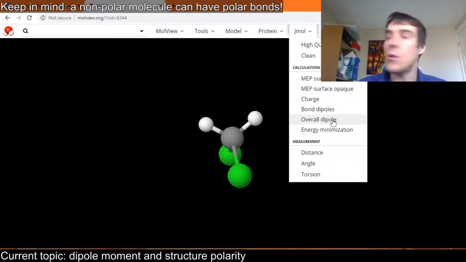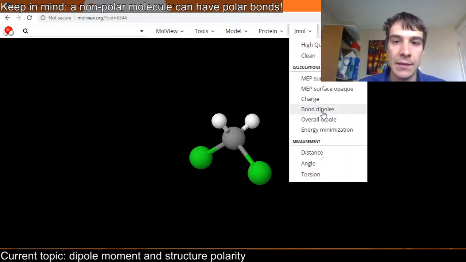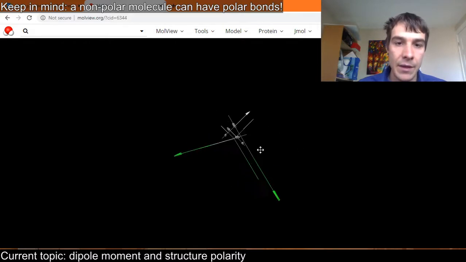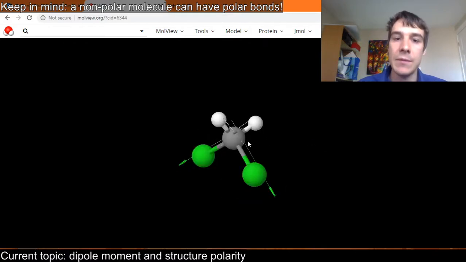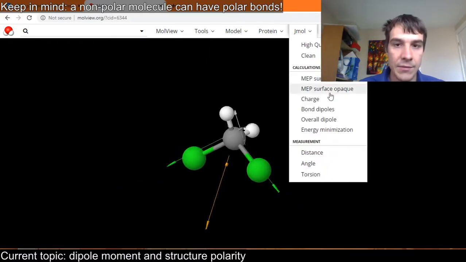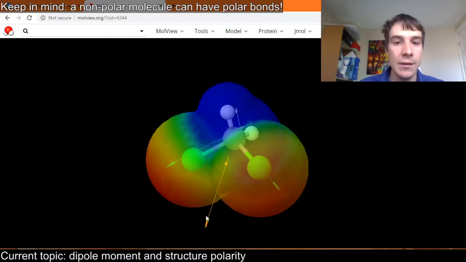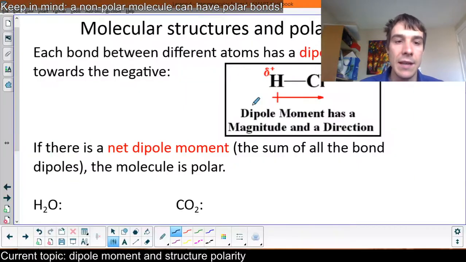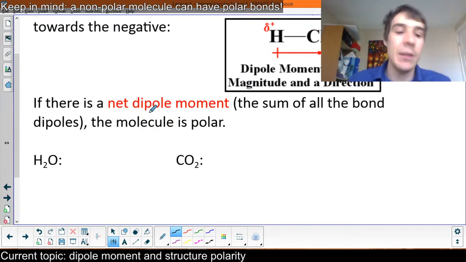But there's also this thing here that says overall dipole. If I click it, you'll get the sum of these vectors, the sum of these bond dipoles. You have two dipoles pushing down and two dipoles pushing in. When we do the overall dipole, look at that, there it is. It's generally towards the chlorines. And that should make sense if we look at our surface: this is where most of the electron density is together, and there's less electron density back here. So there's a net dipole as well. If the whole molecule has a net dipole, then the molecule is polar.